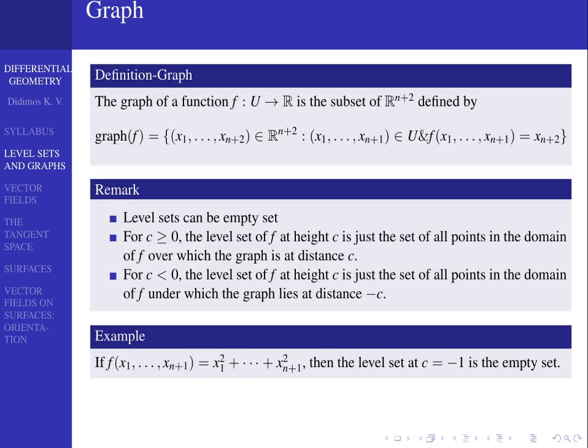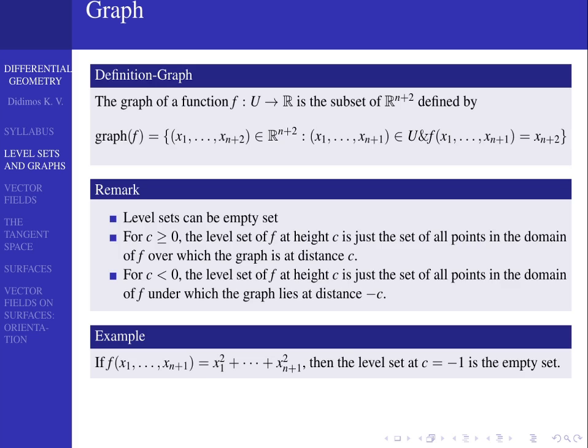Next we have another definition, graph. The graph of a function f from U to R, where U is again a subset of R^(n+1), is always a subset of R^(n+2). So if we consider a function f(x) equal to sin x, then the graph of sin x resides in R2, even though the function is from R to R. Similarly, for a function from U to R, with U a subset of R^(n+1), the graph is a subset of R^(n+1) cross R, which is denoted by R^(n+2).